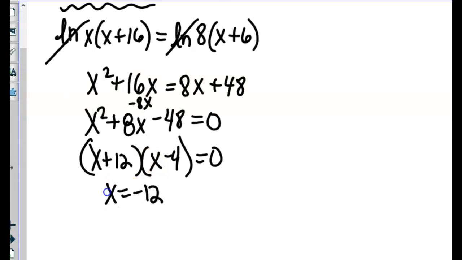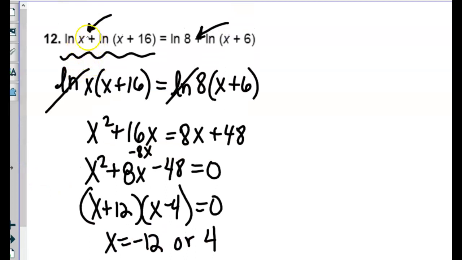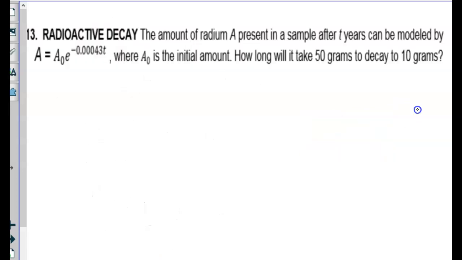X equals negative 12 or positive 4. At the very beginning, wasn't there a ln of x? So we get to throw this negative one out. The answer is x equals 4. All right, is there more factoring?